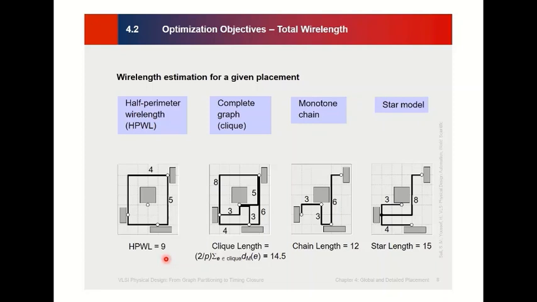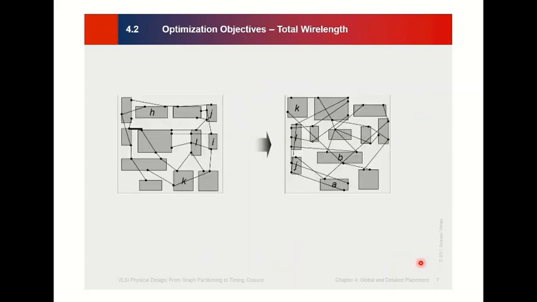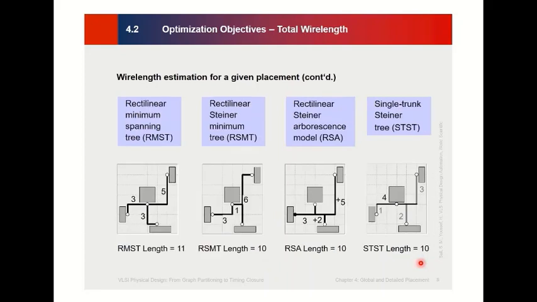There are other estimations. Clique length 14.5, chain length 12, star length 15. So not only these 4, we have other methods. There are 4 more methods here. The last 3 are very accurate estimations of the actual wire length, which is 10.